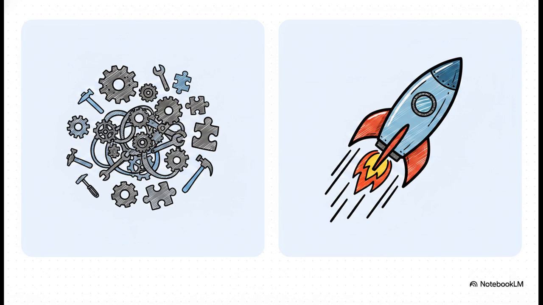Bun, on the other hand, it's written in a language called Zig, uses the JavaScript core engine, and perhaps most importantly for your daily sanity, features zero configuration TypeScript support. It's fully built in, it works immediately right out of the box. Less setup means significantly faster development.